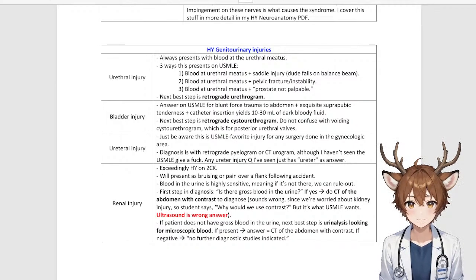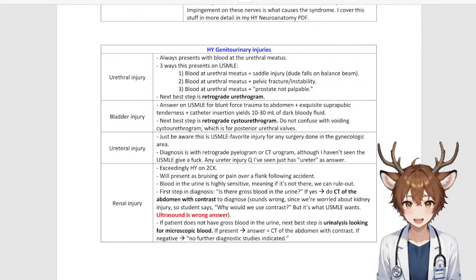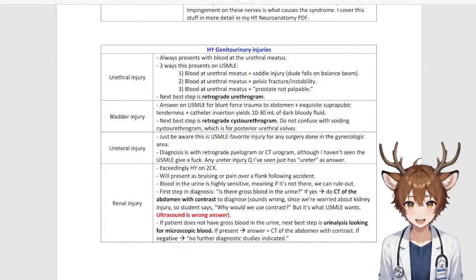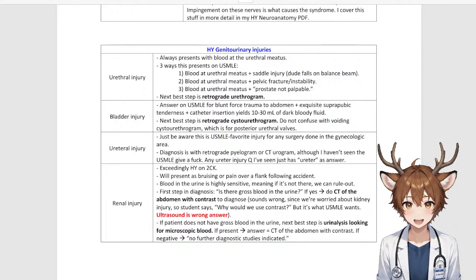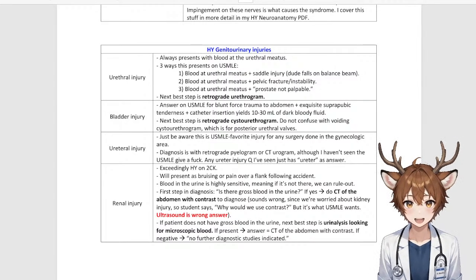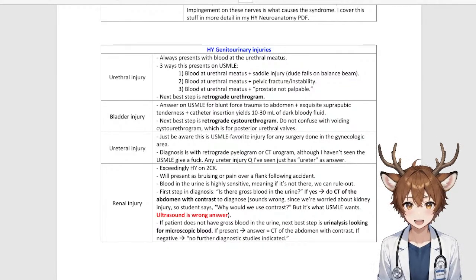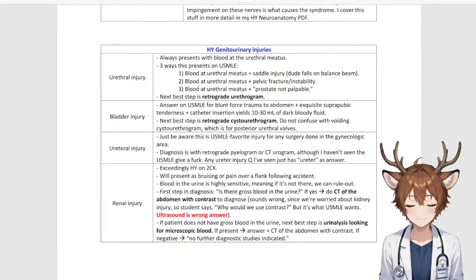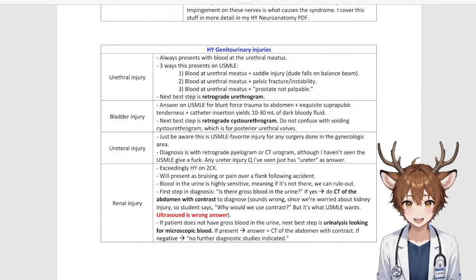Bladder injury. The answer on USMLE is blunt force trauma to the abdomen plus exquisite suprapubic tenderness plus catheter insertion yielding 10 to 30 milliliters of dark bloody fluid. Next best step is retrograde cystourethrogram. Do not confuse with voiding cystourethrogram, which is for posterior urethral valves.